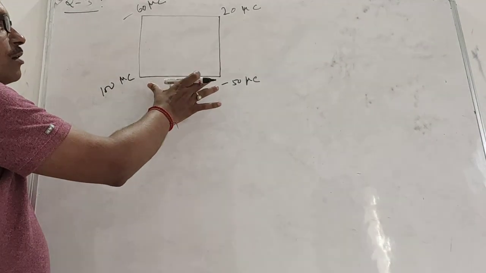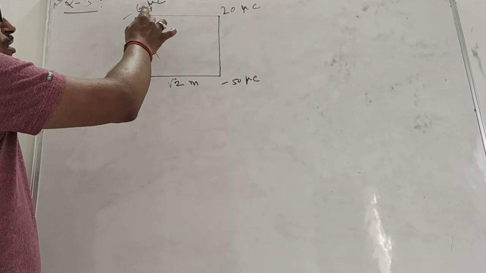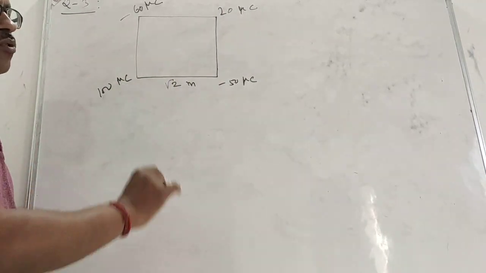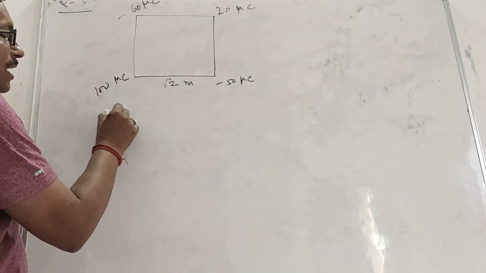The length of each side of the square is root 2 meter. 4 point charges are located: minus 60 microcoulomb, 20 microcoulomb, minus 50 microcoulomb, 100 microcoulomb. So this is a system of 4 charges, so we can calculate like that.